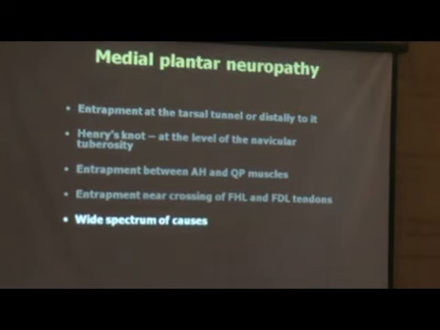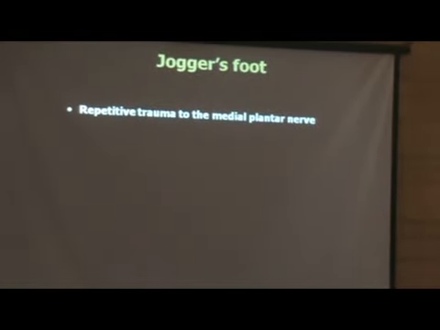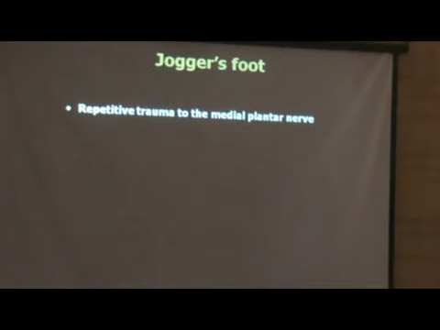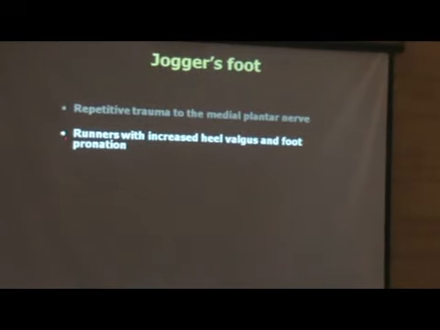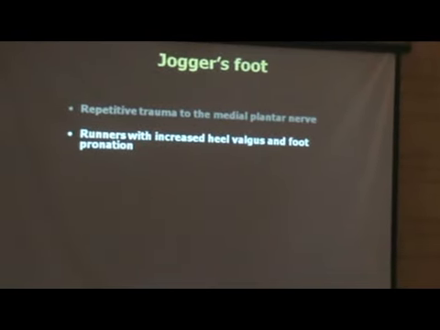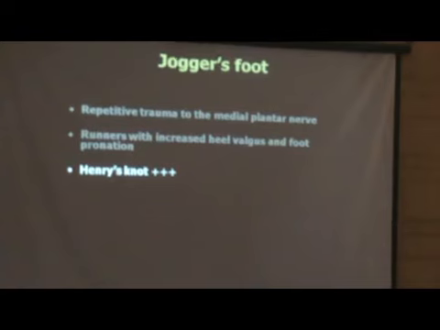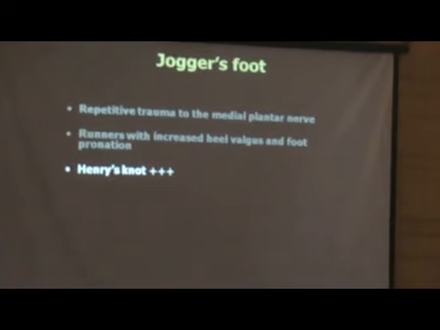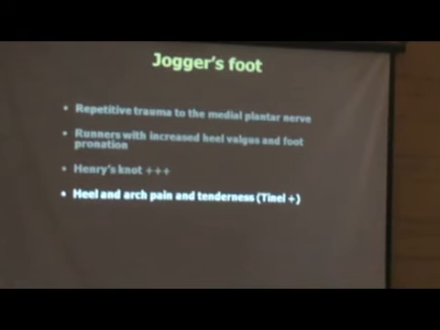And of course, we may have a wide spectrum of causes. One of those is the jogger's foot, it's known as jogger's foot. This is due to repetitive trauma to the medial plantar nerve, and is often seen in runners. That's why we have this name for the pathology. So it's often seen in runners with increased heel valgus and foot pronation. So remember the Henry's knot. This is a typical site for entrapment of the medial plantar nerve in jogger's foot. And I'm going to show you that.